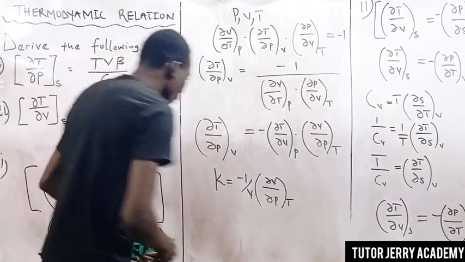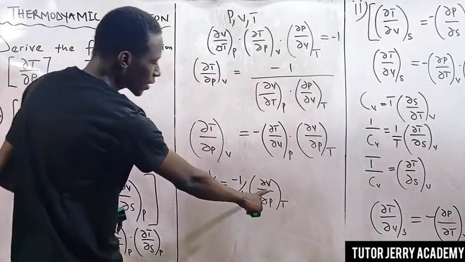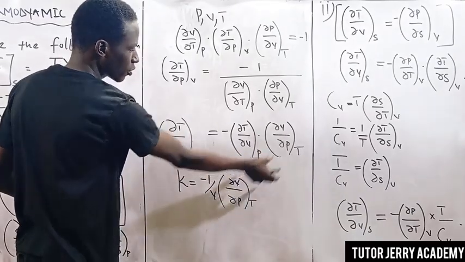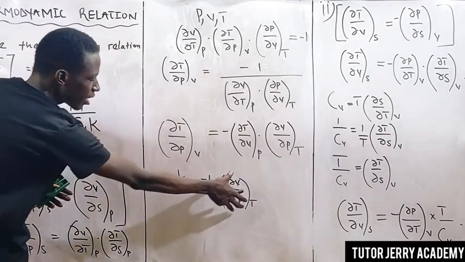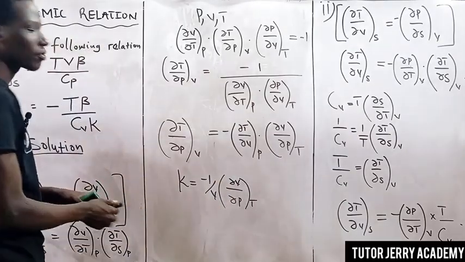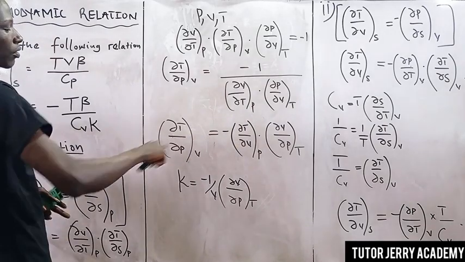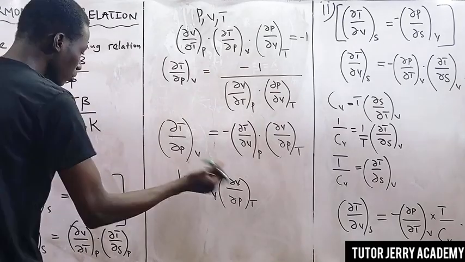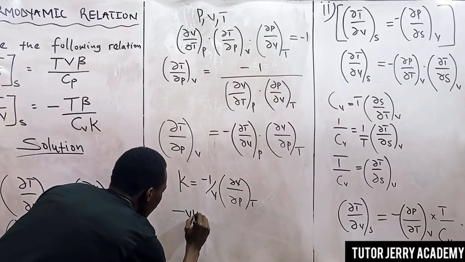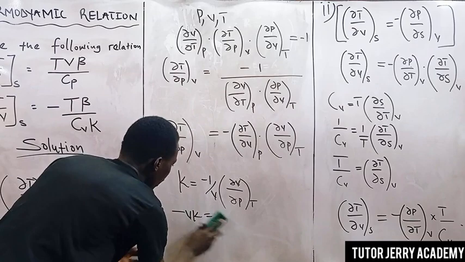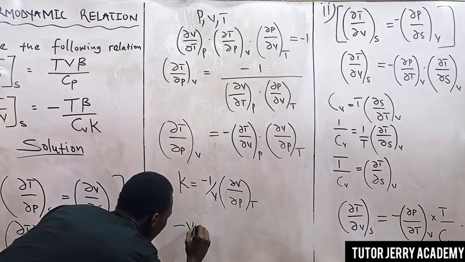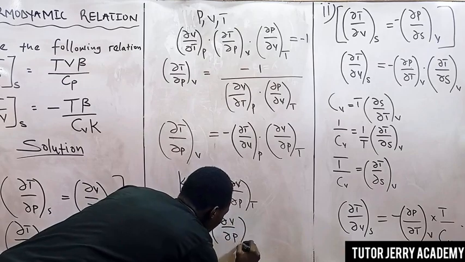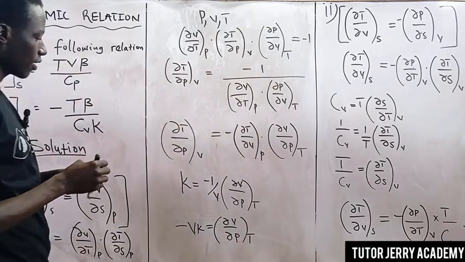So next, from here you can see that we have the partial derivative of v all over the partial derivative of p, keeping t constant. This term I just mentioned is also here. So what I just do is to make this term in this equation the subject of this equation. If I do that, I will be multiplying both sides of this equation by minus v. If I do that, I'll have minus vk equal to the partial derivative of v all over the partial derivative of p, keeping t constant. This is what I have.